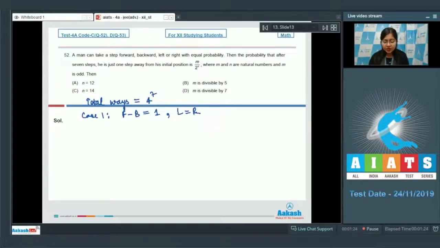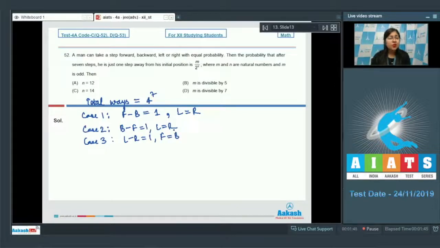Only then he would be 1 step away from his initial position, that is, he is 1 step forward. Similarly, we will take case 2 where B minus F is equal to 1 and L is equal to R. Similarly, case 3 where L minus R is 1 and F is equal to B, then he will be 1 step on the left. Similarly, we will have case 4 where R minus L is 1 and F should be equal to B. So all these 4 cases will have equal probability, right?